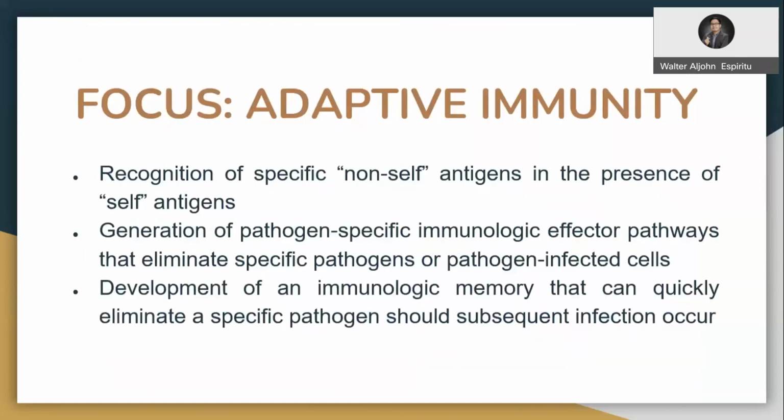Okay, so here our focus is on adaptive immunity, which bears the recognition of specific non-self antigens. When we say non-self, these are antigens or substances that are not usually found in your body, in contrast to the self antigens, which are substances coming from your body. The goal is to generate a pathogen-specific response that eliminates these specific pathogens or even the pathogen-infected cells, such as in the case of viruses.